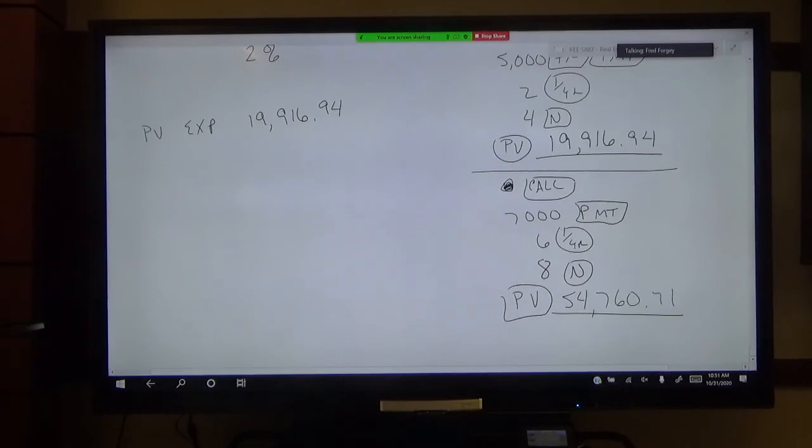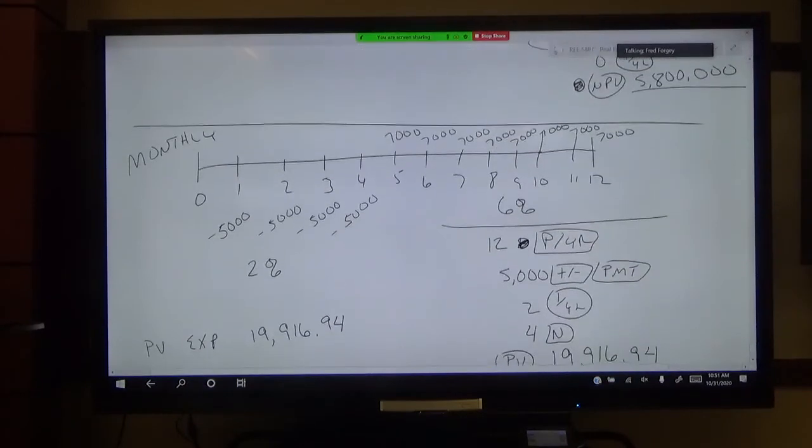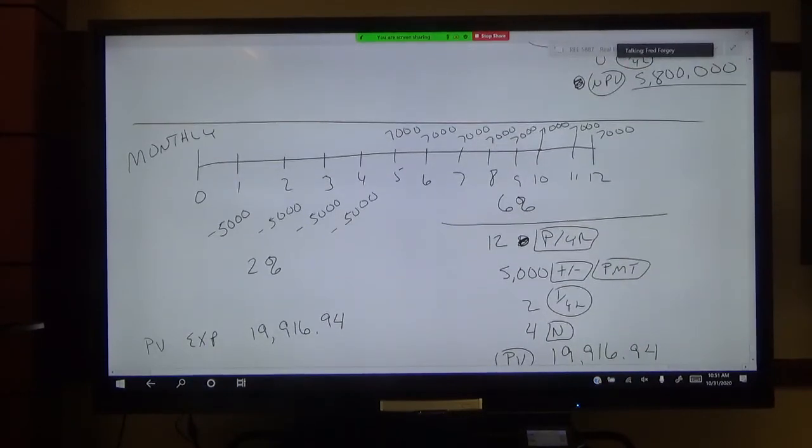Okay, now, this is the part that, as I said, usually gets a little bit difficult to understand. That first calculation is telling us the value of that $7,000 received for the next 8 months, basically at the end of month 4, in this case. And so it is the 54,760.71. So now what we've got to do is discount that back 4 months.